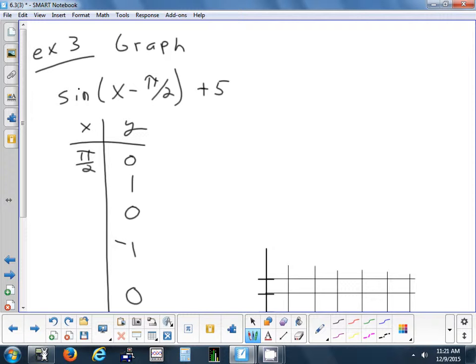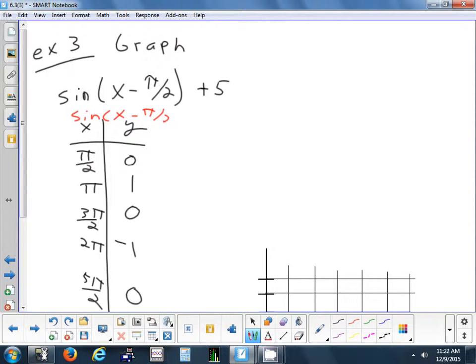Okay, what's my next one? Pi. 3 pi over 2. 2 pi. 5 pi over 2. Okay, if you put a denominator of 2 here, you'd see a nice pattern. 1 pi over 2, 2 pi over 2, 3 pi over 2, 4 pi over 2, 5 pi over 2. If you see that pattern, then that means you did something right because the spacing is consistent. All right, so that's just the phase shift.